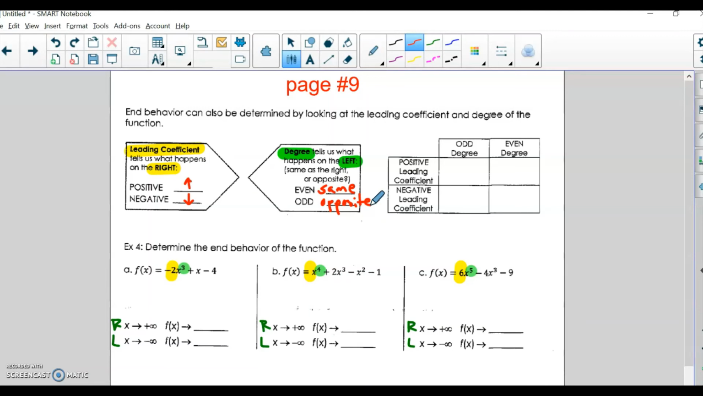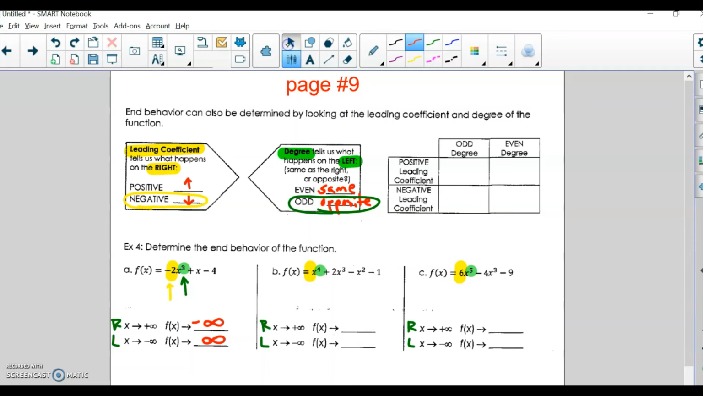So I'm going to jump down here to these examples. We have a leading coefficient right here, and it is a negative value, so the right-hand side is going to negative infinity. The degree is an odd number, so it's going to do the opposite of what the right-hand side is doing. Since the right-hand side is going down, the left-hand side goes the opposite direction, which would be to go up. So that's example 1.